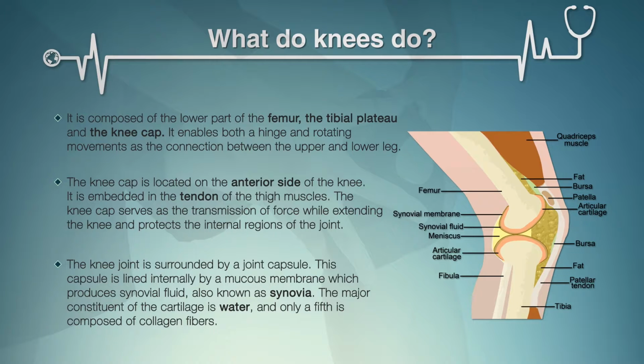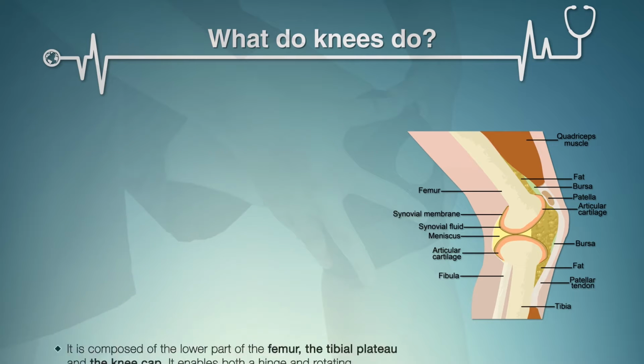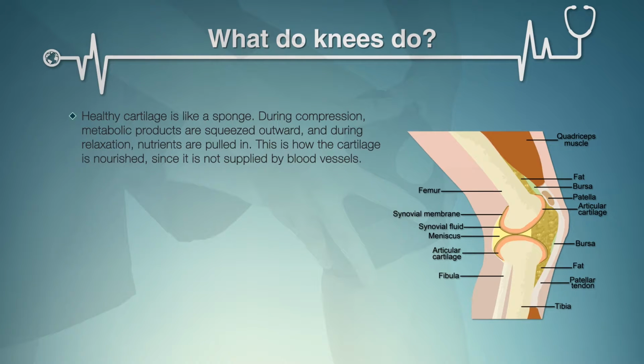The major constituent of the cartilage is water, and only 1/5 is composed of collagen fibers. Healthy cartilage is like a sponge. During compression, metabolic products are squeezed outward, and during relaxation, nutrients are pulled in. This is how the cartilage is nourished, since it's not supplied by blood vessels.